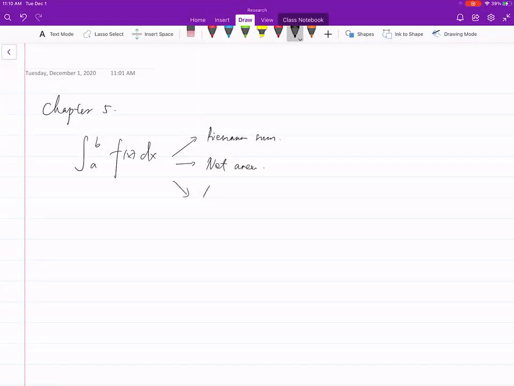Number three, of course, this one is related to antiderivatives. That will be the majority of the time when we use integration, we do antiderivatives. Moreover, we try something called U sub.